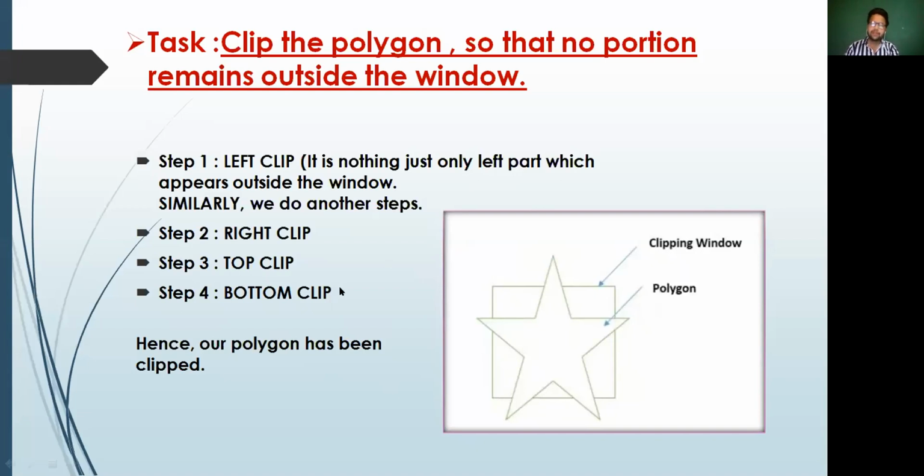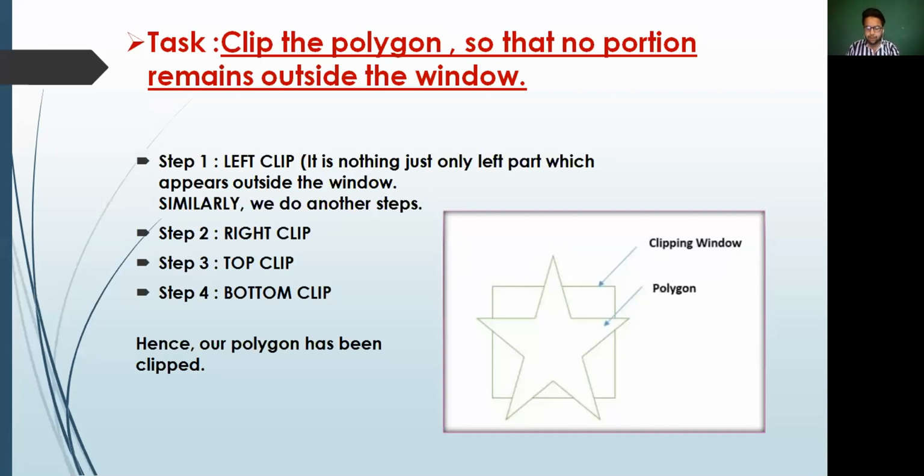To proceed with this, the four major steps are the left clip, right clip, top clip, and bottom clip. The question may arise: what is the left clip? It is just the left part of the polygon which appears outside the window. Similarly, we do the next step, the right clip. The right clip is also simple. It's just the removal of the part of the polygon that appears outside the right side of the window.